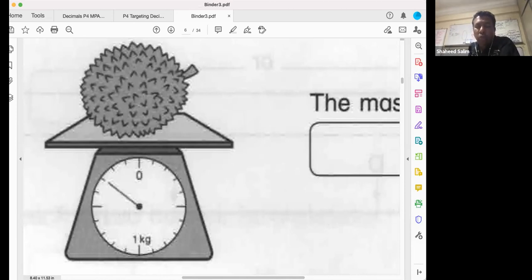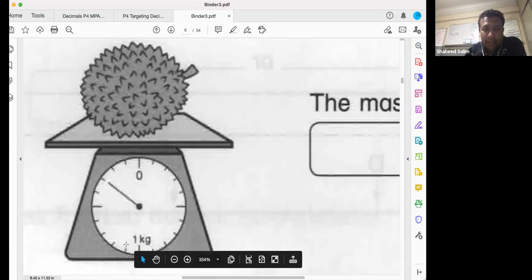Okay, what about the rest? Who's not 2.2? Cannot be. You see, this is 1 kg here. The next kg will be down there. 1 kg is something 1, 2, 3, 4, 5. Half of it. So the next half.